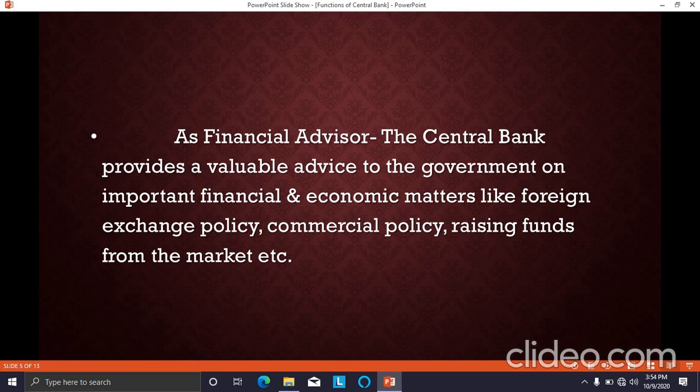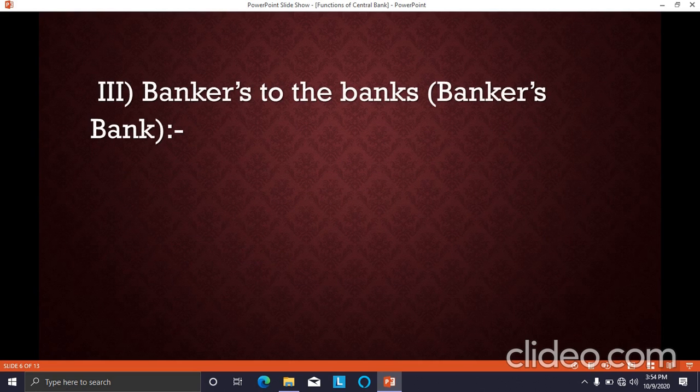So central bank provides advice to the government on financial and economic matters. So it acts as a financial advisor to government. Now, third function of bank is the bankers to the government.